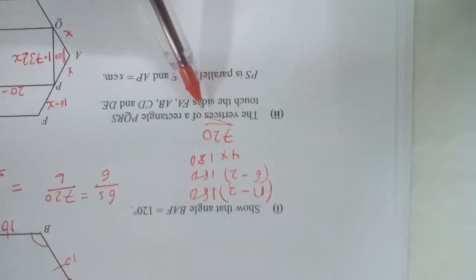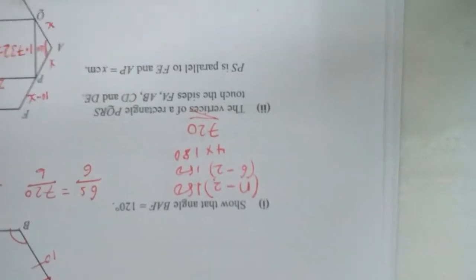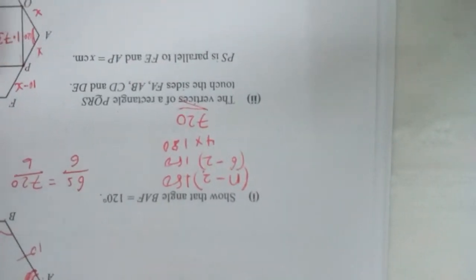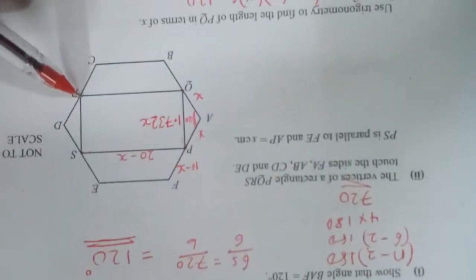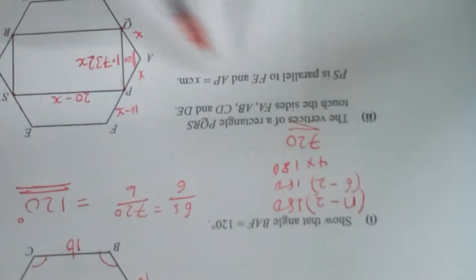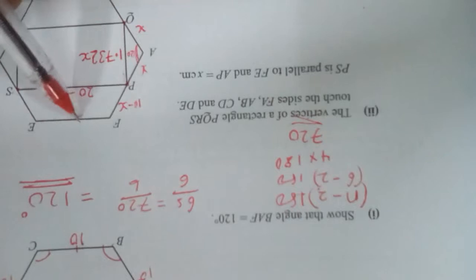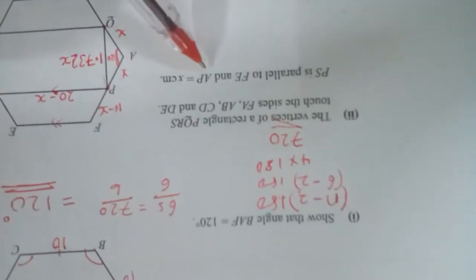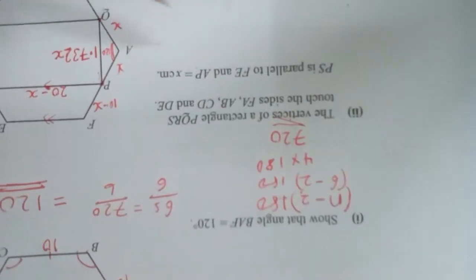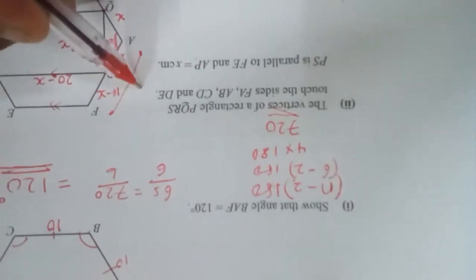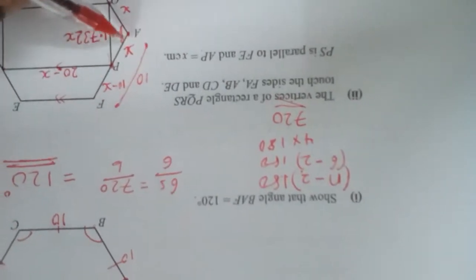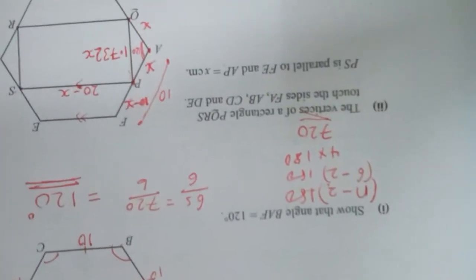Roman 2. The vertices of a rectangle PQRS touch the sides. They're touching this side there, that side here, this side here, and there. We are told that PS is parallel to FE. This side PS is exactly parallel to that side. And the side AP is x. Remember, from A to F, we know it is 10. From A to P is x, so the remaining part will be 10 take away x, hence 10 minus x.